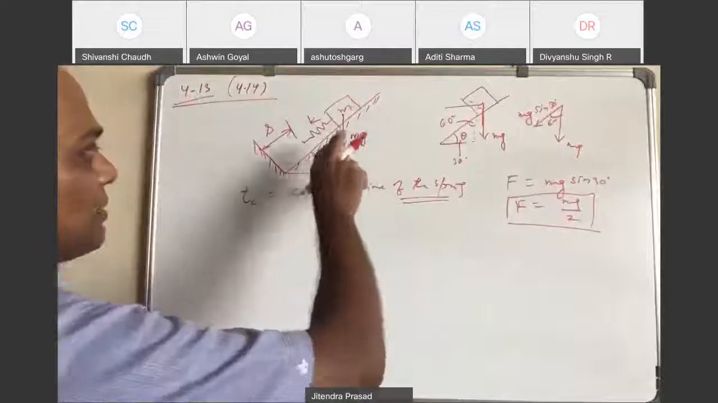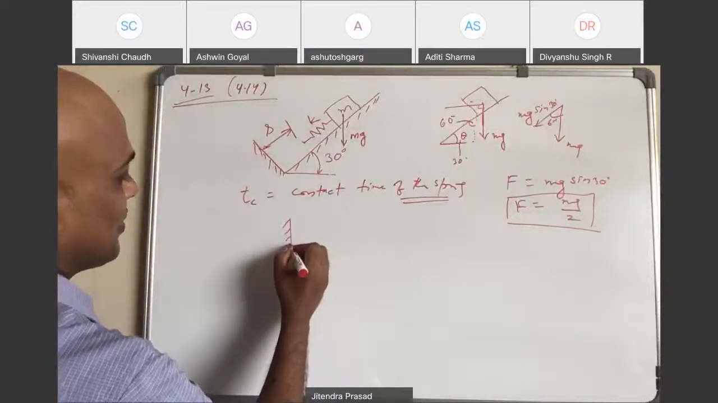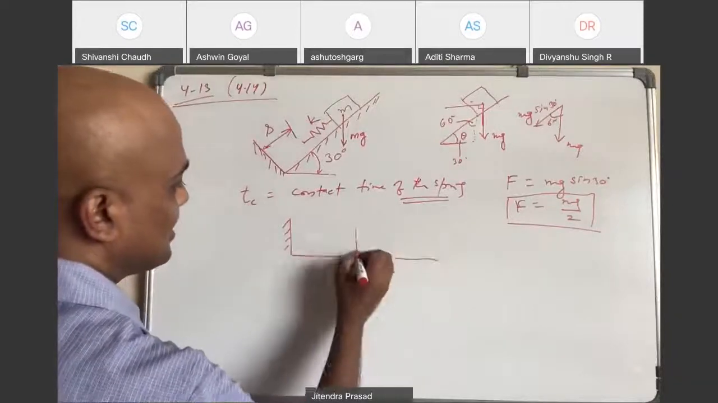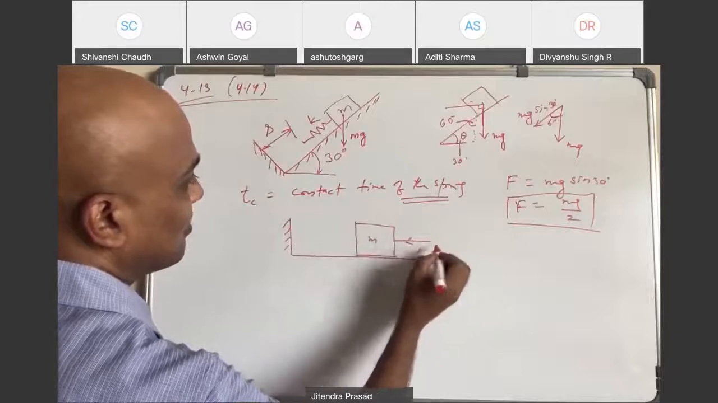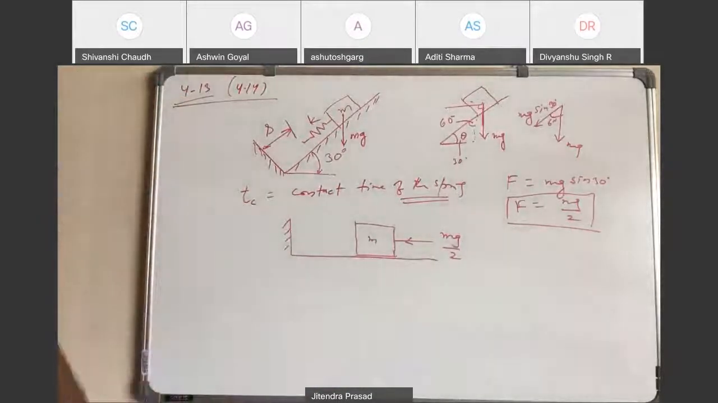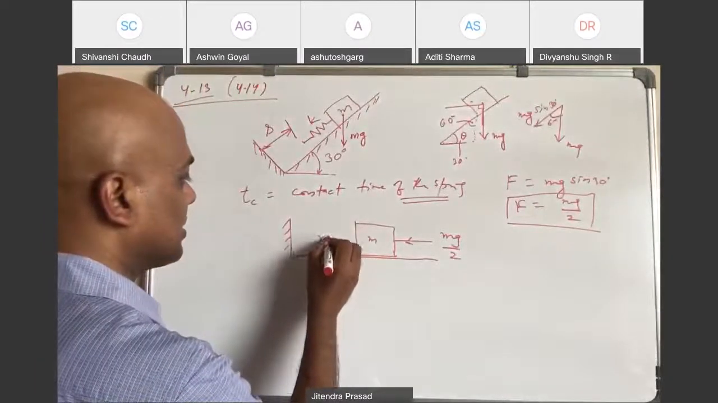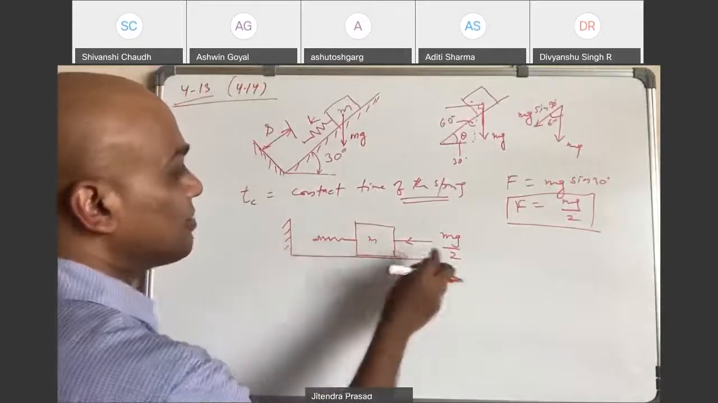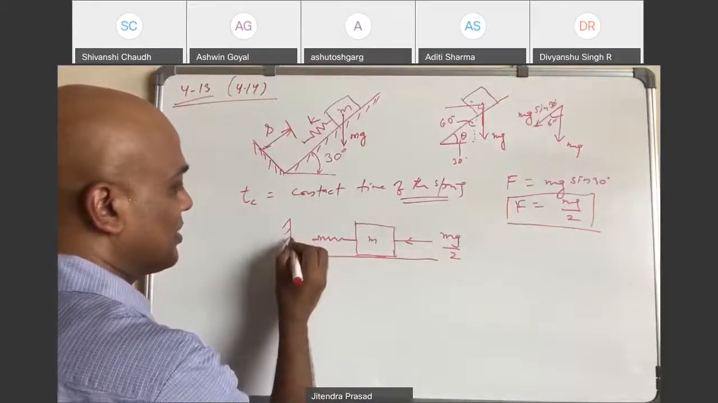So this is equivalent to this one. There is a mass m here, and you are applying a force F here, which is equal to mg over 2, and this is going to hit, right? Because of this force, this will also have some acceleration, and this is going to hit it.